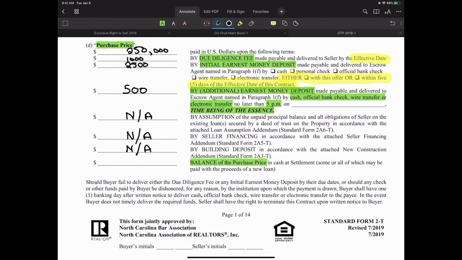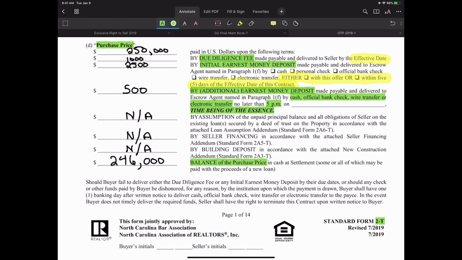Mm-hmm. While Kandyce is writing that in, there is actually a form called a 2G. The form we're looking at is 2T. It's a transactional form. G is a guideline form, and it'll tell you little technical features like this. If you have an opportunity to read that form, it'll be helpful in knowing how the attorneys who drafted these forms would like them filled out. Mm-hmm. All right, so I think that's good when we talk about the purchase price.